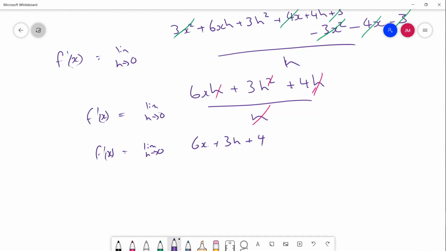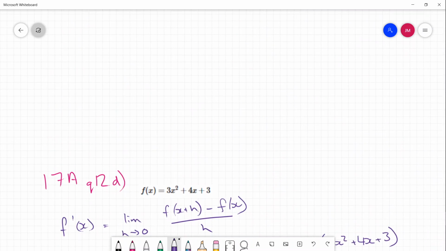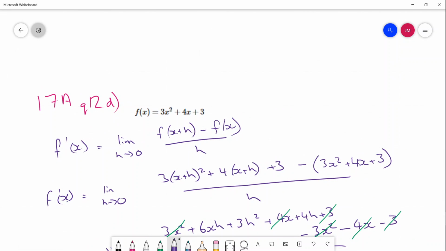So I end up with the derivative would therefore equal 6x plus 4. And that gives me a formula for the gradient at any point of that original function. So 6x plus 4 from our original function, which would be 3x squared plus 4x plus 3.